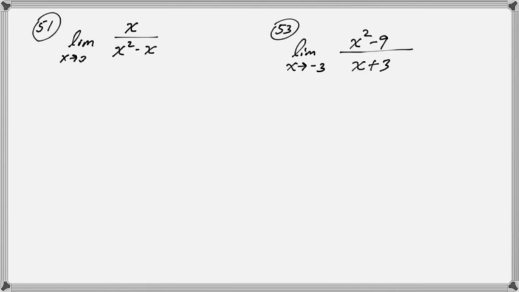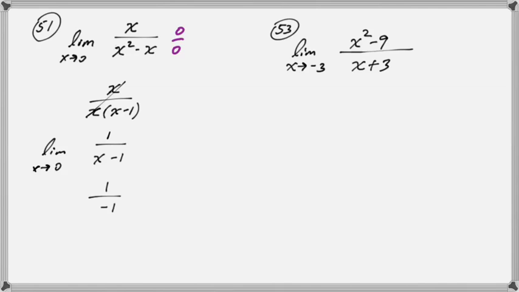If you make it to 51, you can put in a 0, but it's going to give you 0 over 0. Since it's a fraction that factors, you might try factor and cancel, leaving me this. I'm going to replace the x with a 0. And I think I get 1 over -1, giving me an answer of -1.